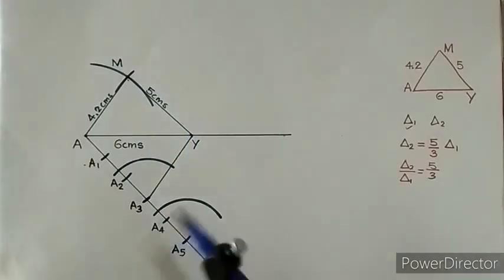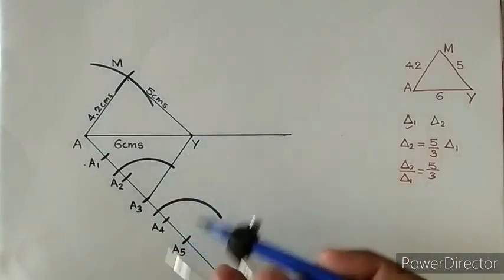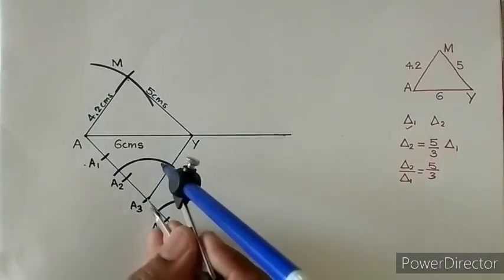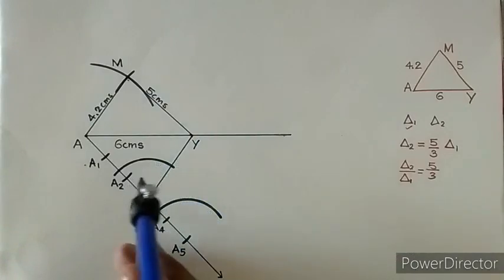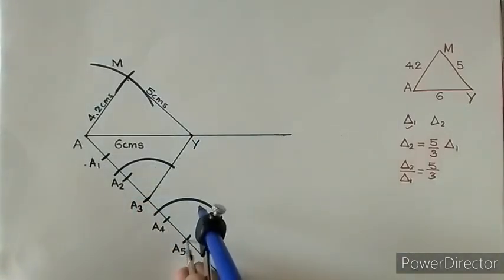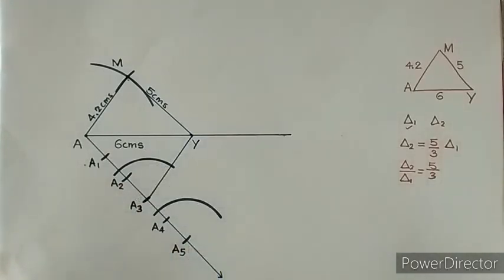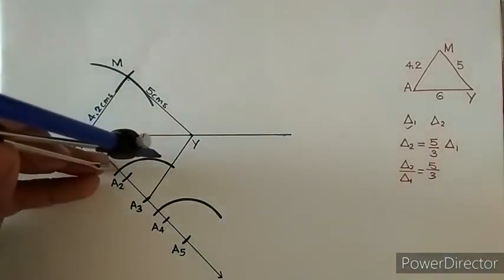Since we want a line parallel to A3Y at A5, we have taken a measure, any measure. Keeping the compass at A3, we have drawn one arc. The same arc we have drawn at A5 also, because we need a line parallel to this at A5. That's why the same arc. Now you need to take the measure of this arc. What is the length of this arc?